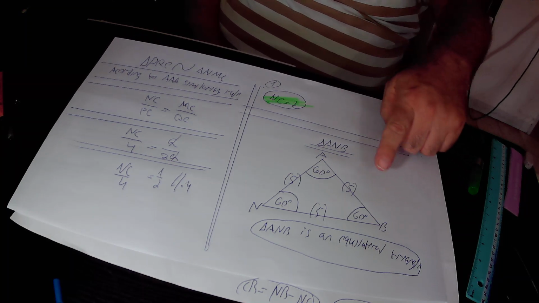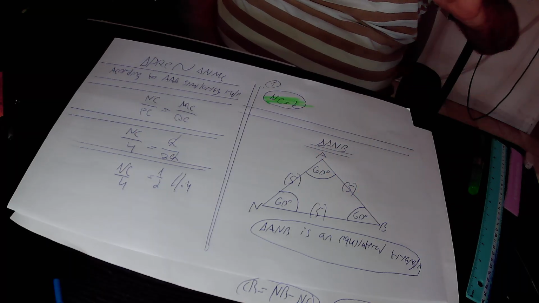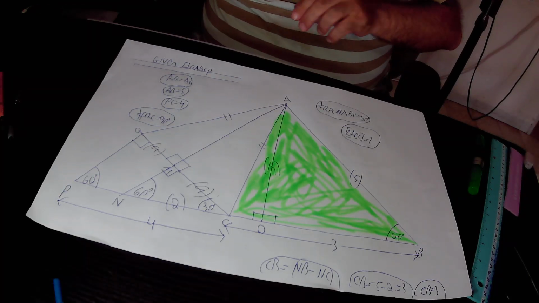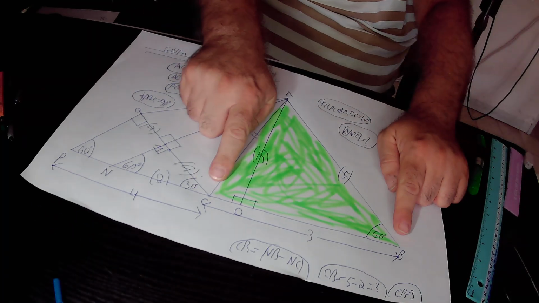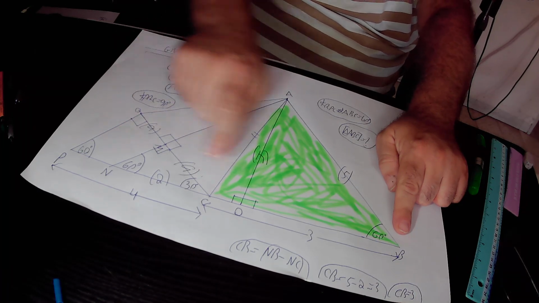AB equals 5, and therefore AN must also equal 5, and NB must also equal 5 units in its length. What is the length of the missing side CB? From the drawing it is very easy to see that CB equals NB minus NC.